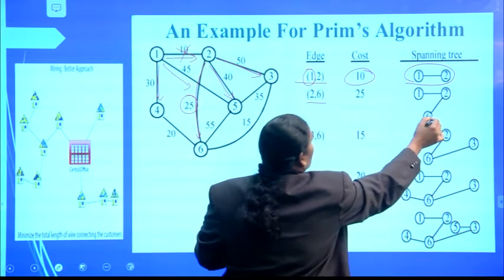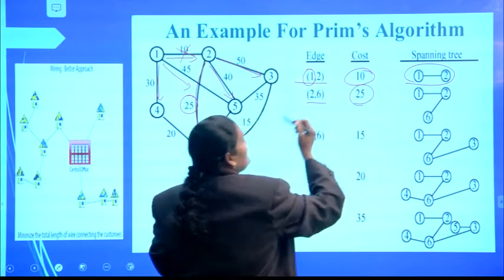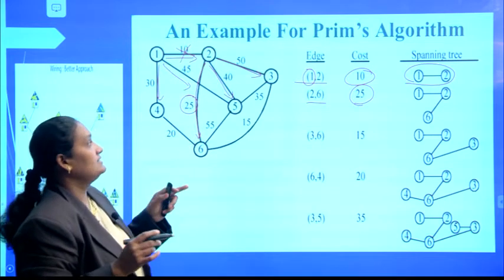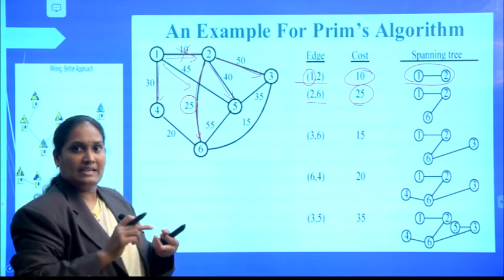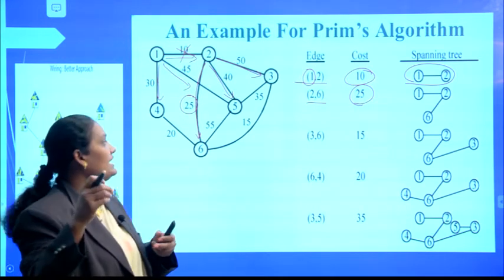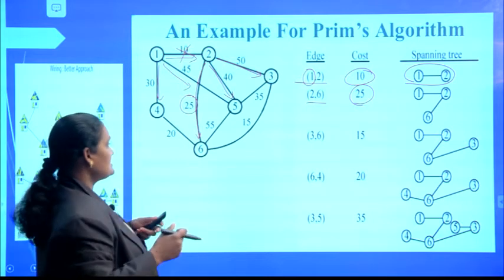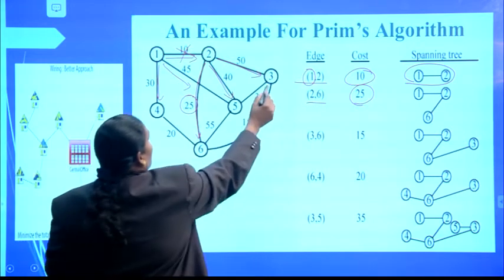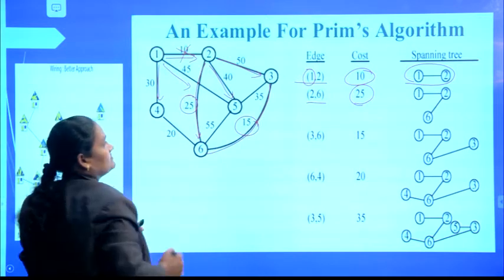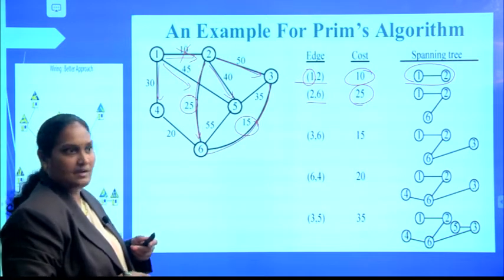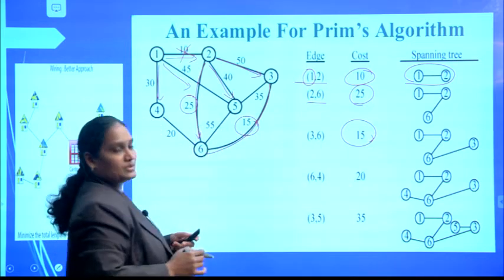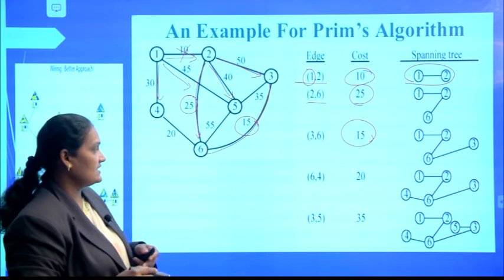So we are selecting 2, 6, and its cost is 25. So after that we need to select the edge incident on either 1 or 2 or 6, which is having a minimum cost. Let us see the next one, 3, 6, which is having a minimum cost. So I included that 3 into the spanning tree, whose cost is 15.